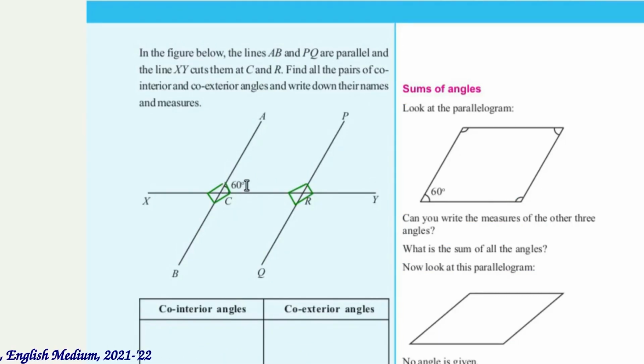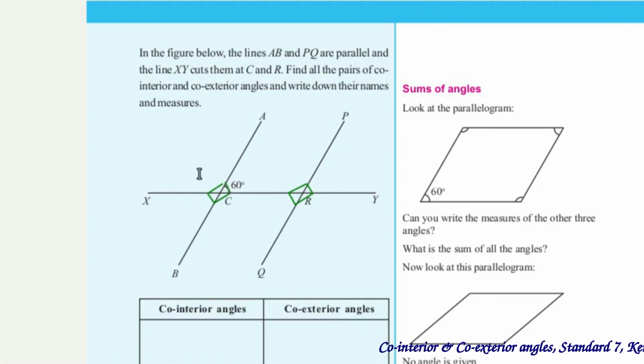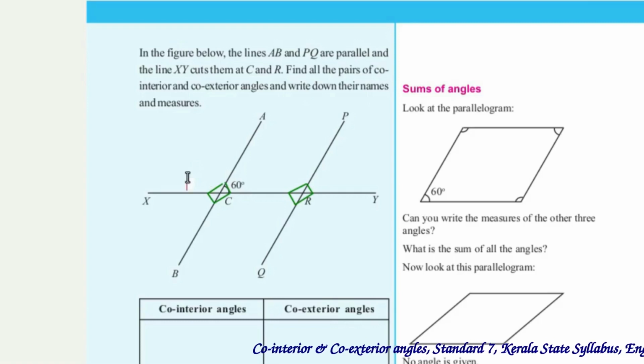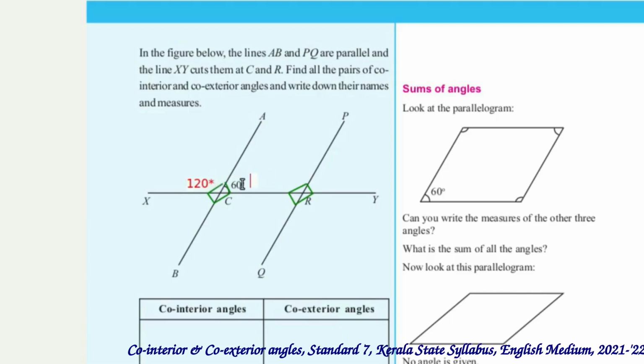Here it is 60 degrees, then how much will be this side? I have told you earlier that if you keep a protractor here, the total is 180 degrees. X, Y, this is a straight angle and this is 180 degrees. So if you subtract 60 degrees from 180, how much will you get? 120 degrees, this one.